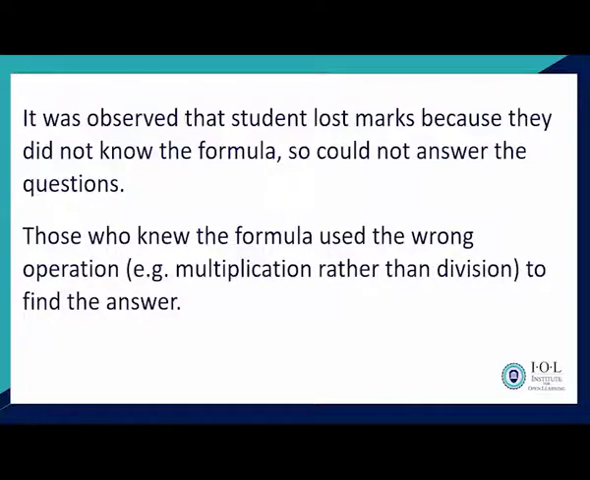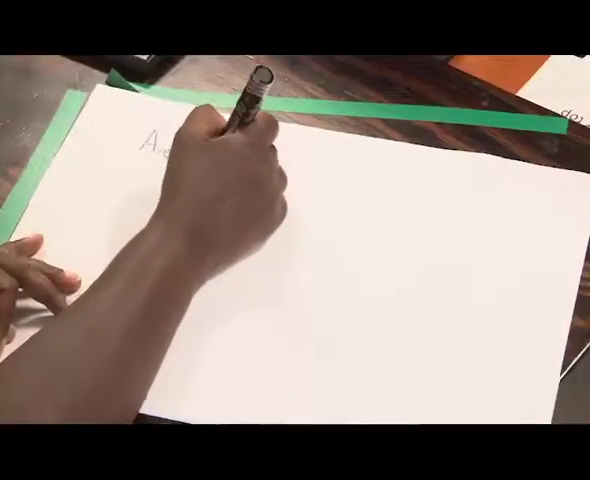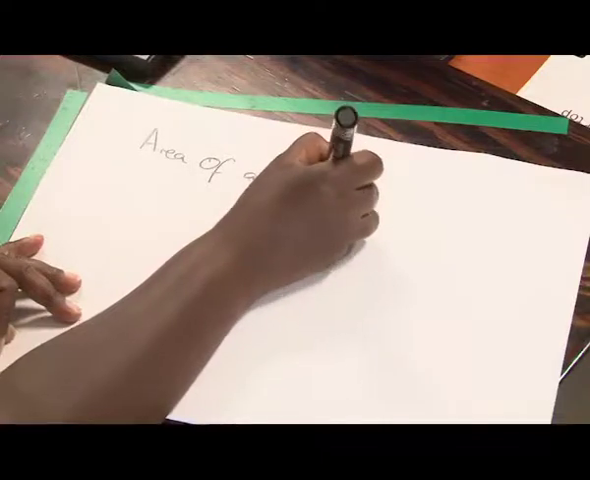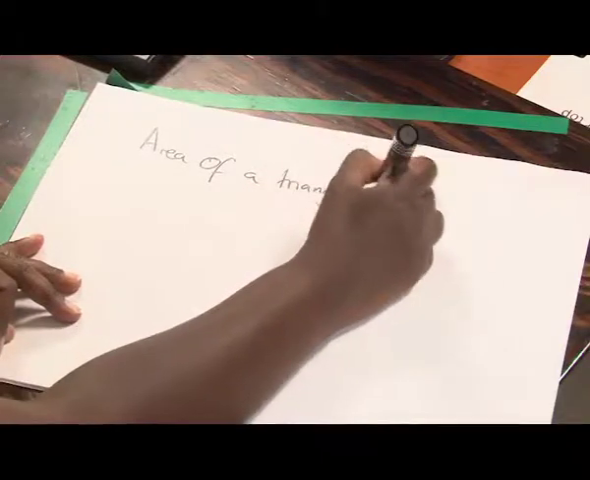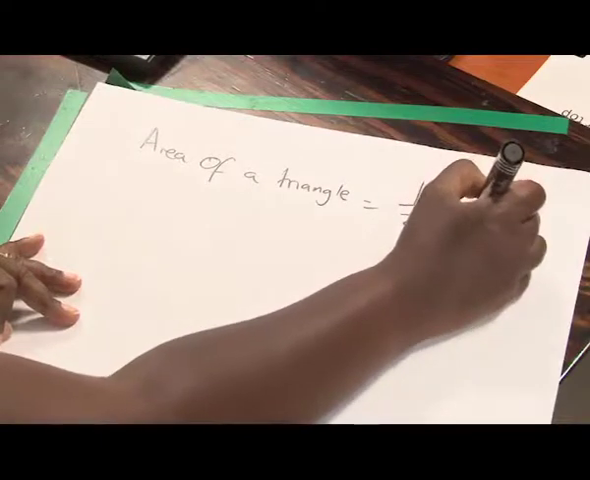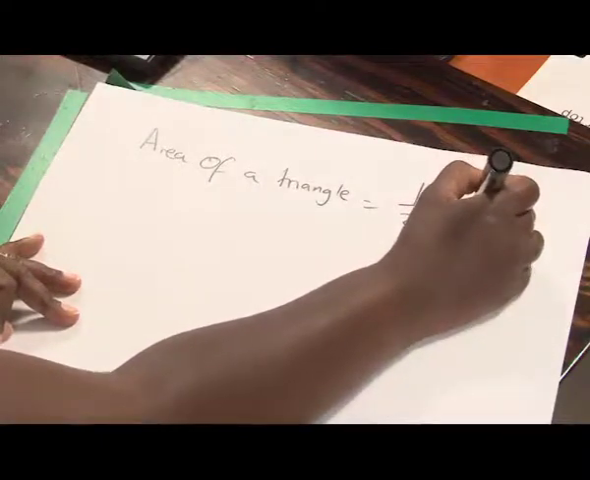Sometimes they know the formula but they are using the wrong operation. Let's say, for example, you are asked to calculate the area of a triangle. Okay, it's given by a half times the base times the height.